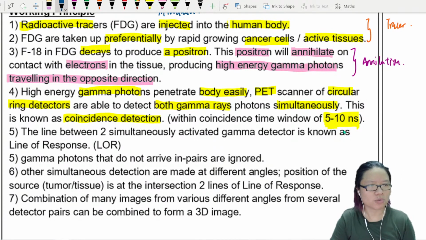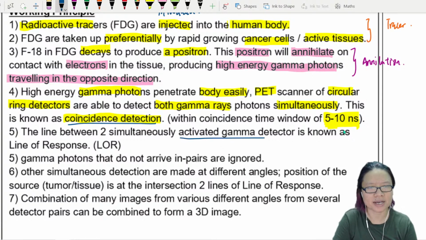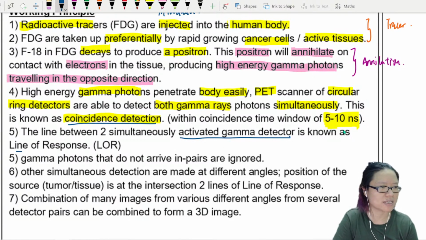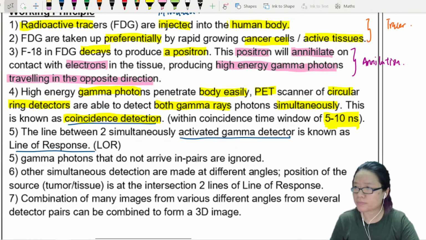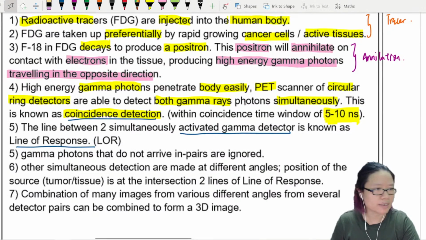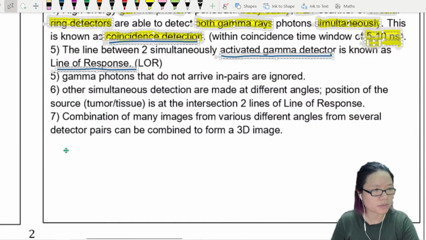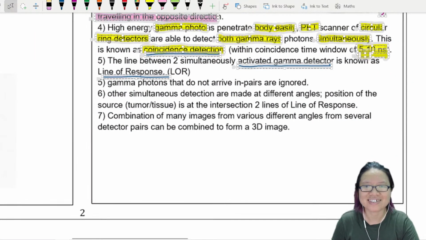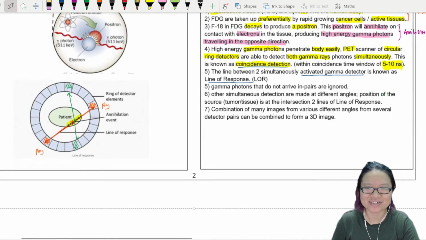So when we have this coincidence detection, we can say that the line between two simultaneously activated gamma detectors is known as the line of response. Generally, what we're looking at is something like this.